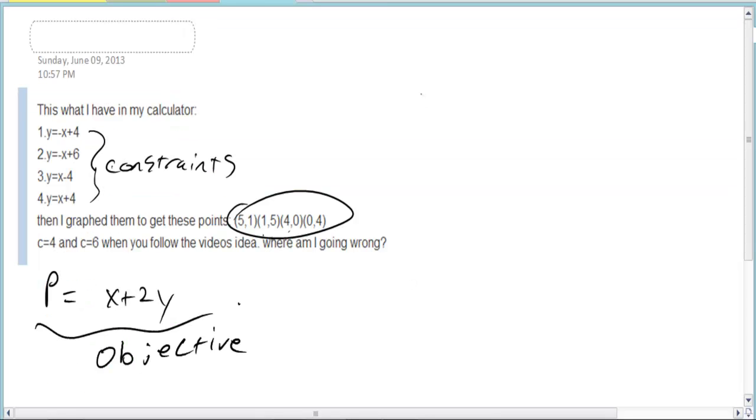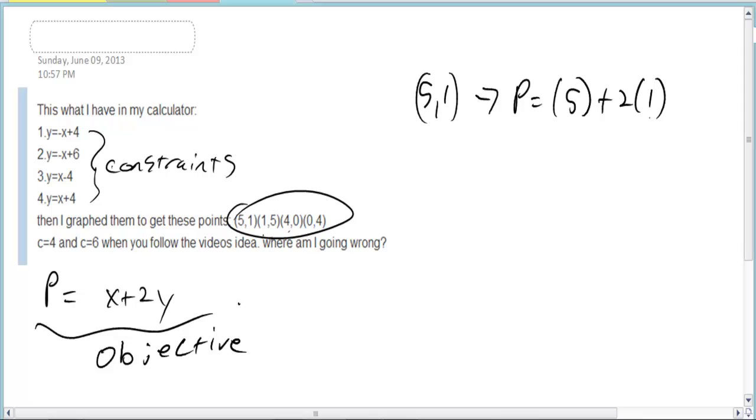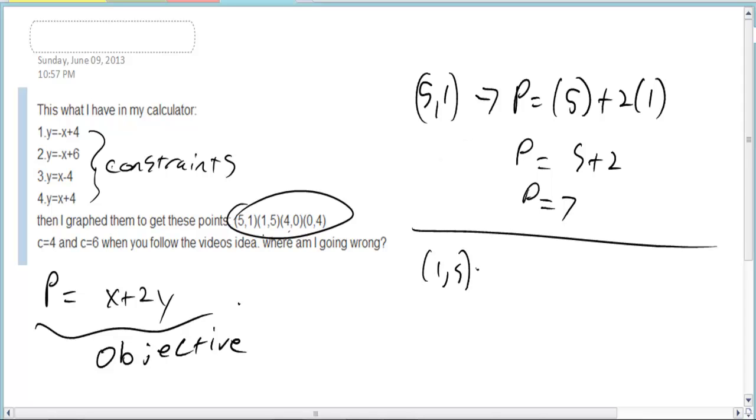So here we go. All we're going to do is say for each of our corner points, 5, 1, we're going to find what p would be. So therefore, p equals, everywhere I have an x, I'm going to replace that with 5. Everywhere I have a y, I'm going to replace that with 1. So that makes 5 plus 2, which means p equals 7. That's for the corner point 5, 1. Now we have to do the same thing for the corner point 1, 5. So p equals 1 plus 2 times 5. So that gives us 1 plus 10, so p equals 11.